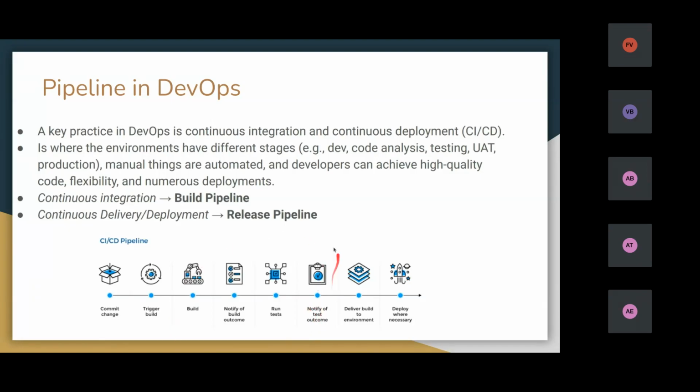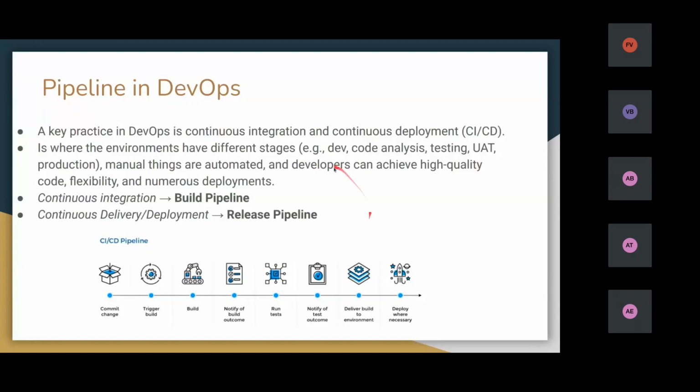Okay, if the test is a success, then our project goes to the delivery stage. Like I said, there will be many environments: dev, code analysis, test, UAT, production. This will be done for every environment. If it fails in the dev environment itself, it will not go to the other stages. It will not go to the code analysis stage or another stage.